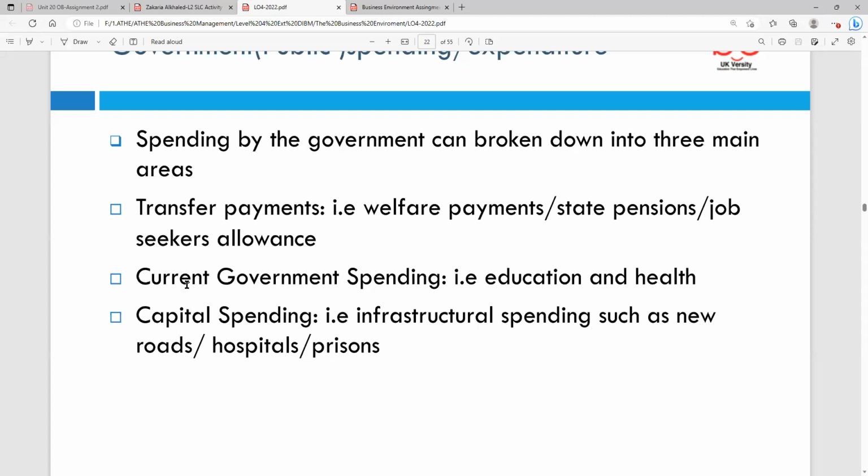And then the third item they spend money on is transfer payments. That's the state pensions, social security, job seekers allowance, for example. They spend money on pensions, they spend money on welfare payments.